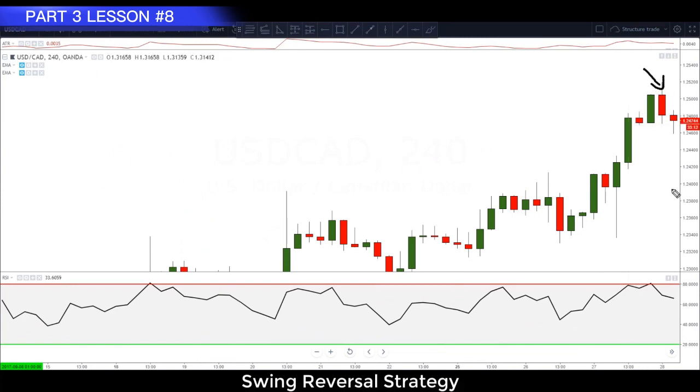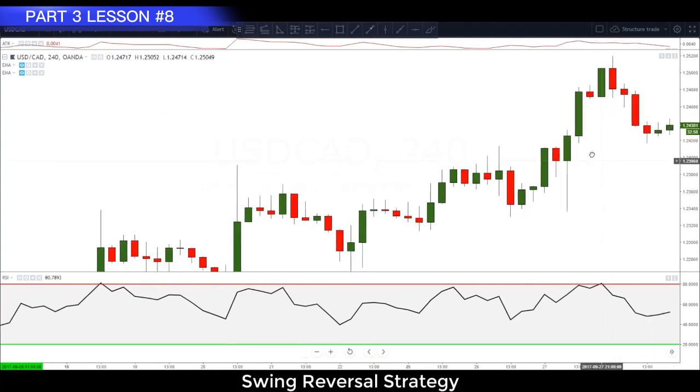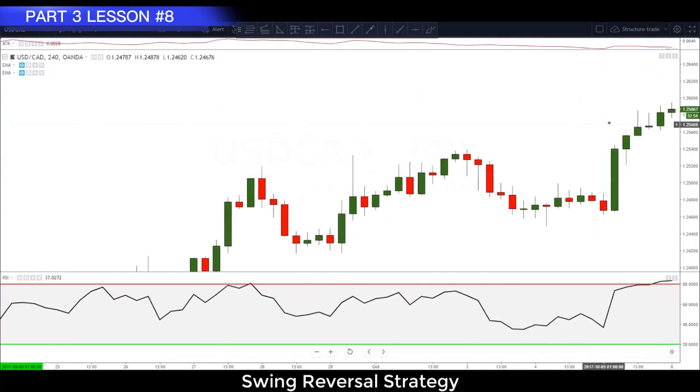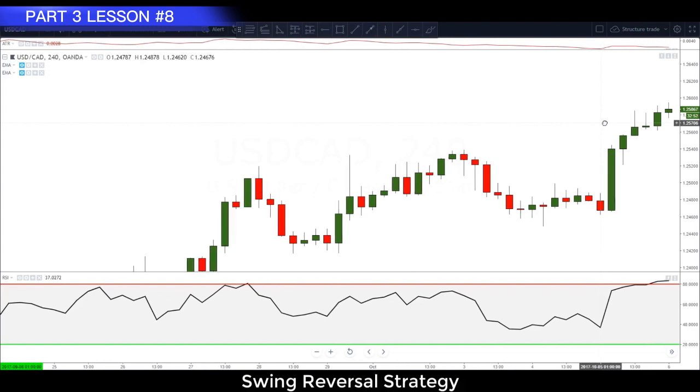Right here we have a swing high. We're definitely coming out of overbought, but this candle did not close all the way back down below our previous candle, so that means we're not able to take that as a swing reversal pattern or swing reversal strategy trade. Not a valid trade there. Looking for more overbought or oversold conditions.